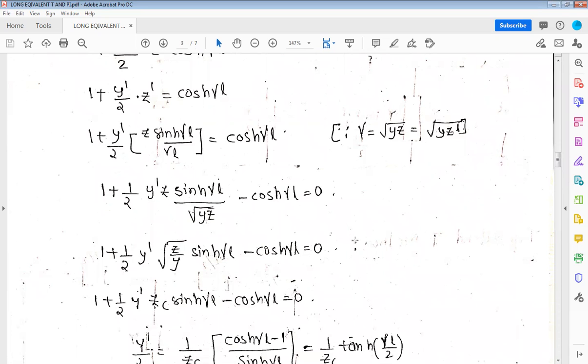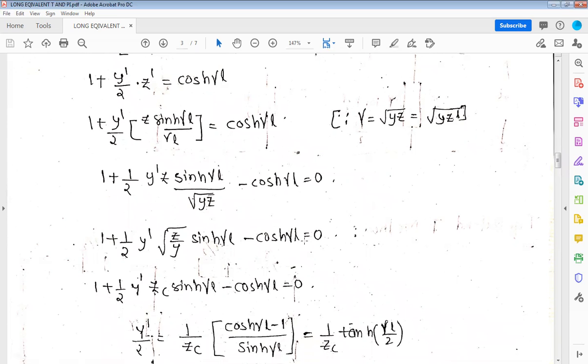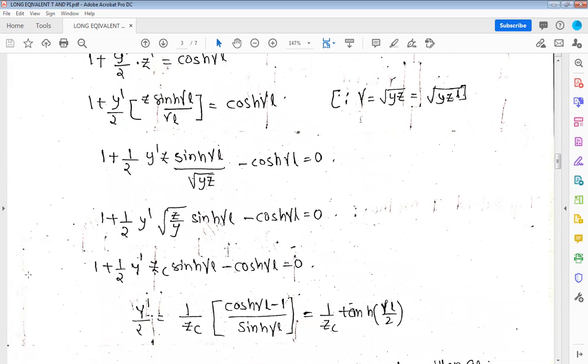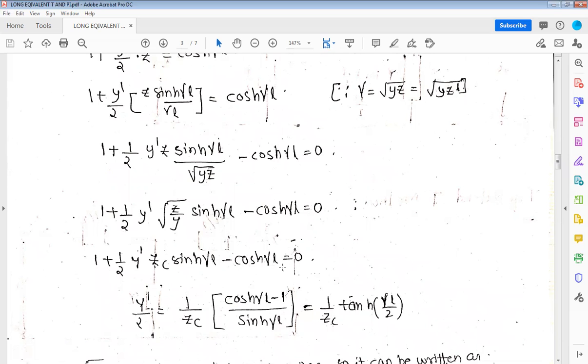Now by solving this equation, we write 1 plus 1 by 2 into Y dash into, Z by under root of YZ can be represented as under root of Z into under root of Z by under root of Z into under root of Y. One root Z will be cancelled out, and that becomes under root of Z by Y into sinh of gamma l, minus cosh of gamma l is equal to 0. Right? So 1 plus 1 by 2 into Y dash, and we know that under root of Z by Y is Zc, into sinh gamma l, minus cosh gamma l is equal to 0.